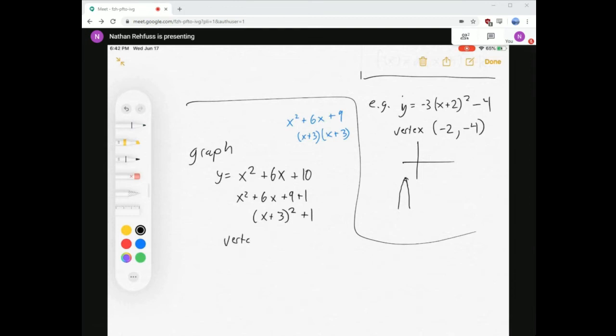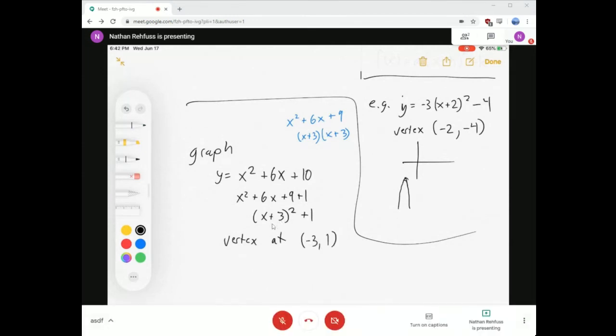So the vertex is at -3, +1. It's -3 because I went 3 to the left right here. Plus 3 is 3 to the left, plus 1 outside is 1 up.